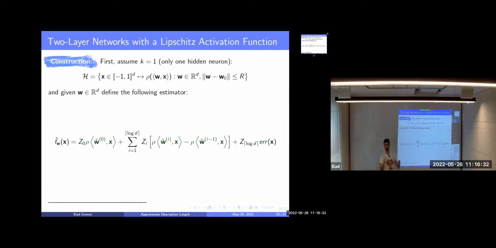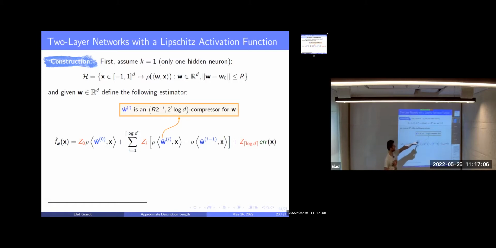The proof will have two parts. In the first part, I assume the width is 1. We have only one neuron. Of course, this is a good reason why we get a width-free result. And this is actually the estimator that we use. See that it is a telescopic sum of some weird things, so each term is reduced with the other.